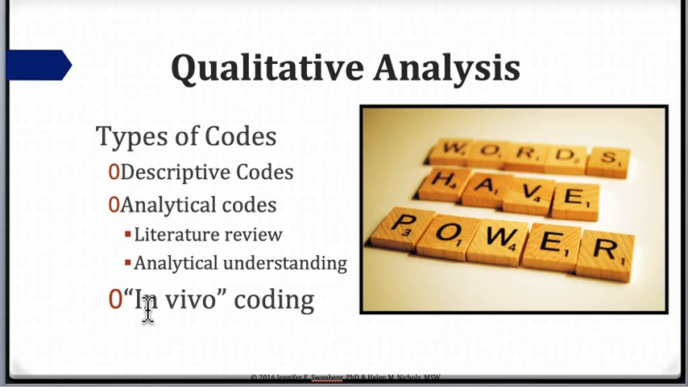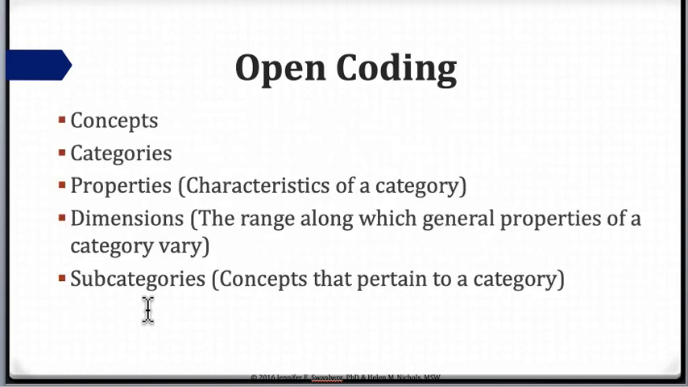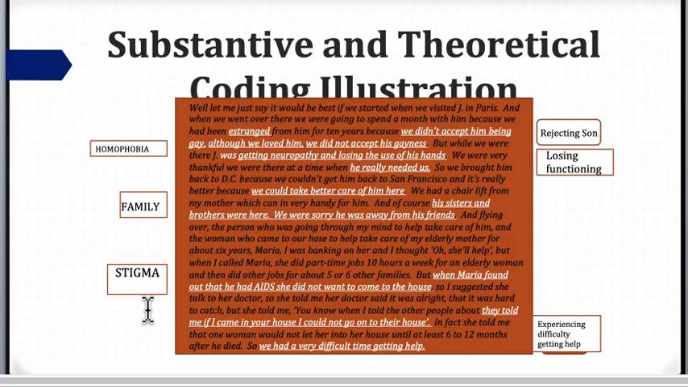There are different types of codes that you can assign. I'm not really going to go into this. You may want to code open so that you're just looking at the data, trying to see what speaks to you, and then trying to capture the codes. You can code for concept, you can code into categories, you can code in terms of properties, dimensions, subcategories. And then these are some examples of coding illustration. So you're looking at chunks of the data, and then you are attaching different codes to the data.